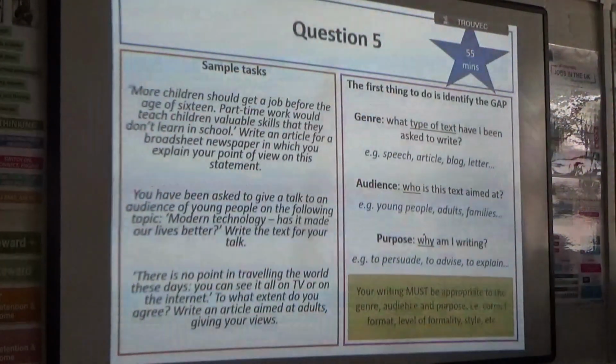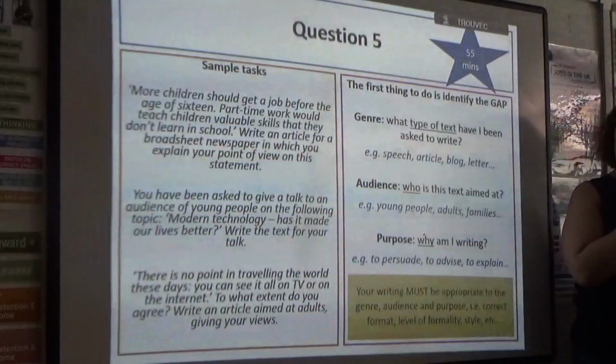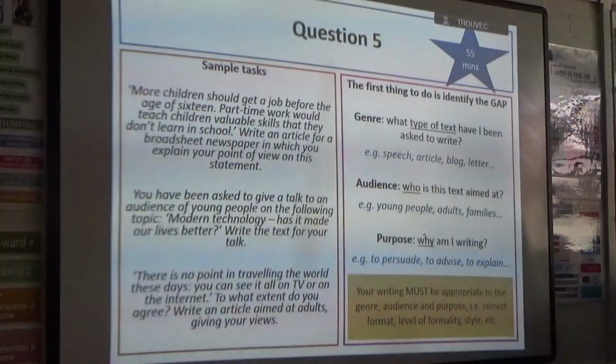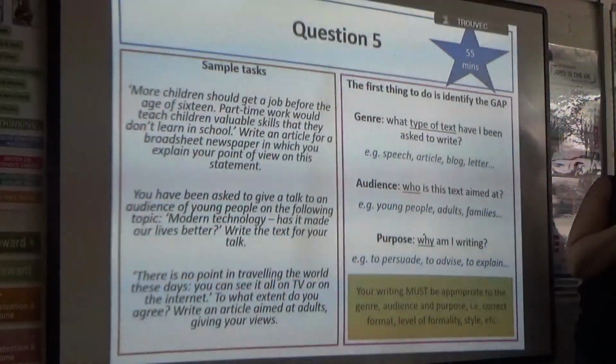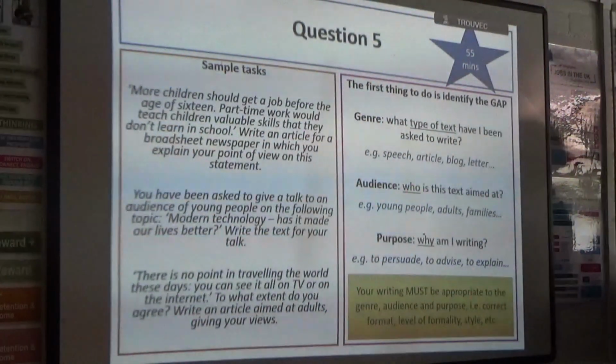Or, you've been asked to give a talk to an audience of young people on the following topic. Modern technology, has it made our lives better? Write the text for your talk. Or, there is no point in travelling the world these days. You can see it all on TV or on the internet. To what extent do you agree? Write an article aimed at adults giving your views.